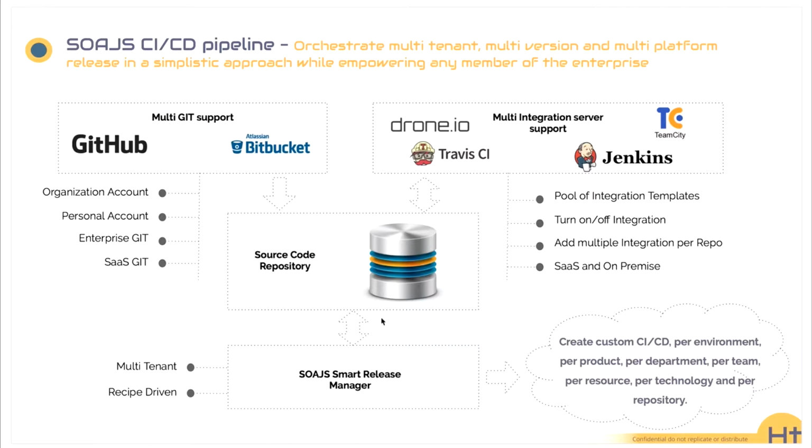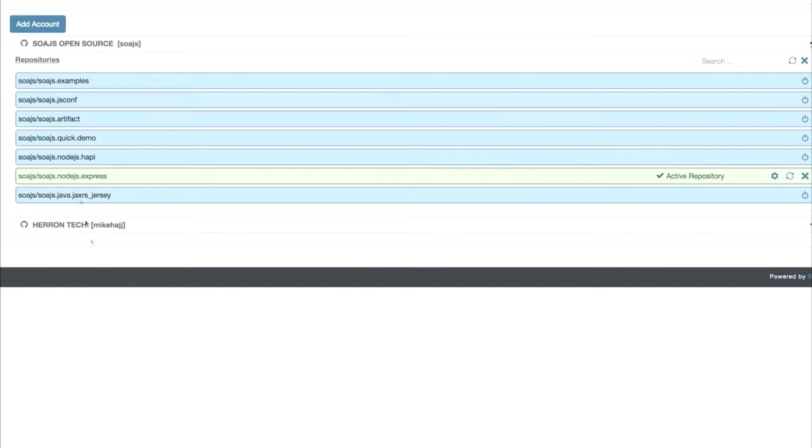Once the integration server build pass is successfully completed, SOAJS Smart Release Manager is triggered, and you can then configure how and where the code is being deployed, i.e., which environment, which cloud provider, and which recipe. You have full control over how you want to orchestrate the deployment. You can deploy the same source code in a staging environment that is completely different from the production environment, or you can orchestrate multi-version, multi-tenancy, or various different ways of handling deployment from one environment to the other. With SOAJS Enterprise, you can quickly and easily create multi-tenant, multi-version, and multi-platform releases while empowering any member of the enterprise.